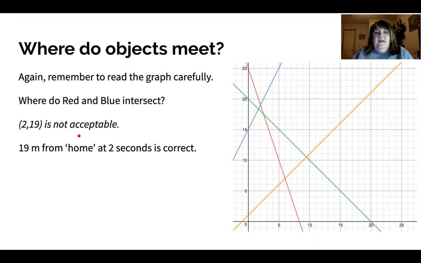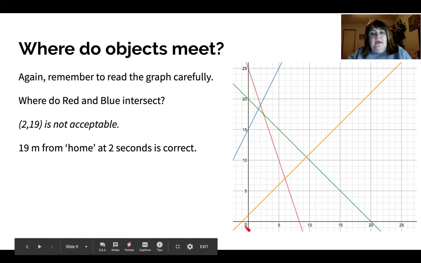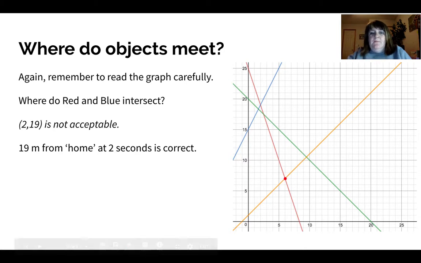And then finally, where do two objects meet? Well, when you have a graph, it's way easier to go, okay, red and yellow are going to meet here, which is at the point 6, 8 or 6, 7, right? But you can't just say 6, 7. This isn't a math class. It's a science class. You've got to really give that location some meaning.